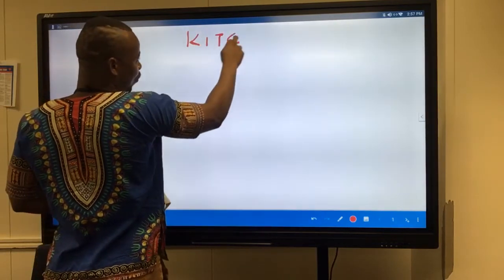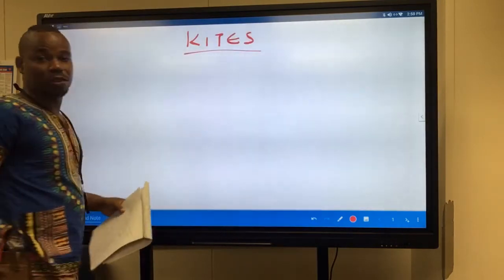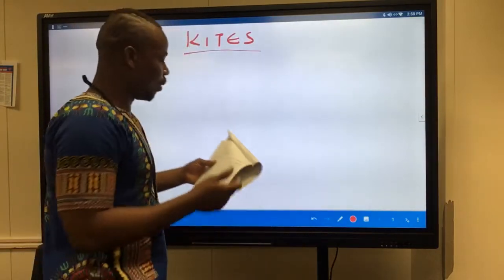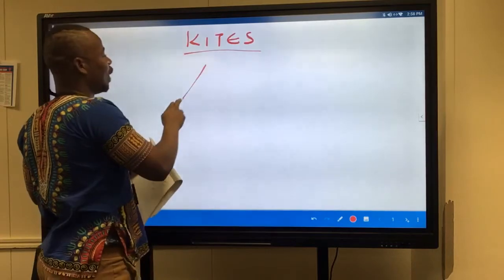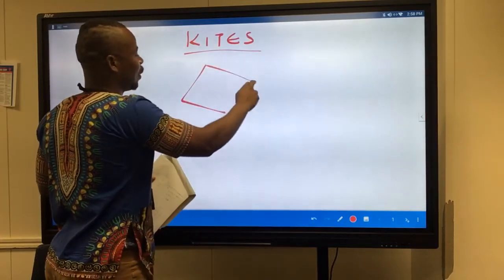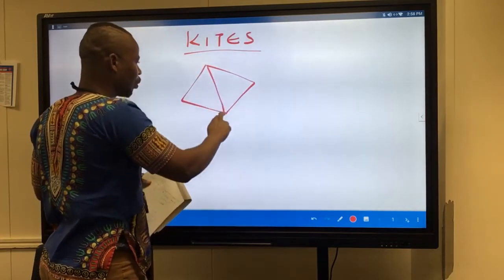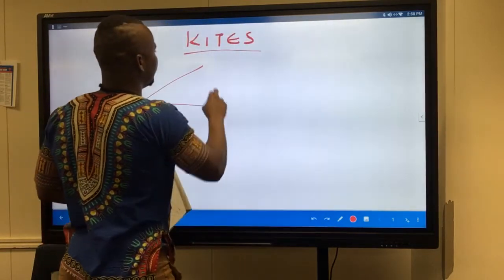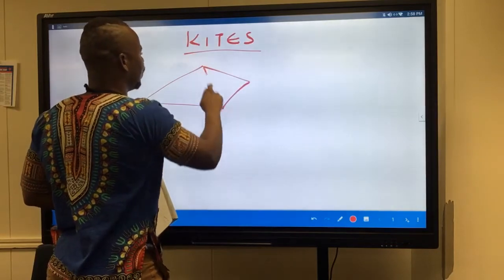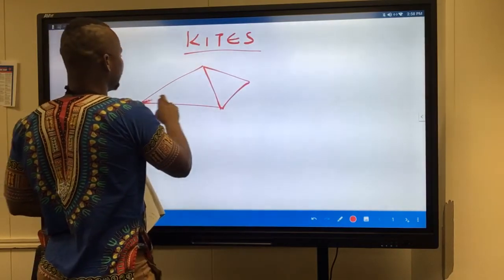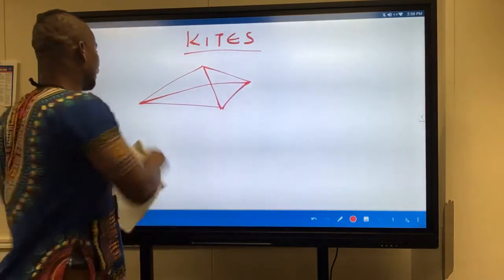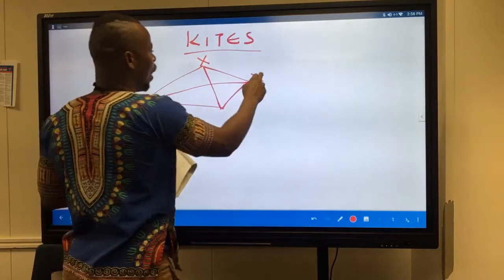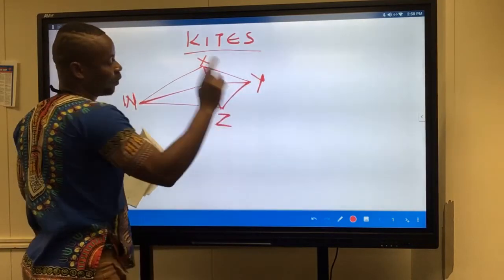I hope you watched the first video I sent to the page. Basically, what I want to do is, assuming that I have a kite, this is a kite. Let me make it a little bit nicer. So maybe something like this, and then this is the smaller part. This is a diagonal, and this is another diagonal. And then the name of the kite is W, X, Y, and Z.